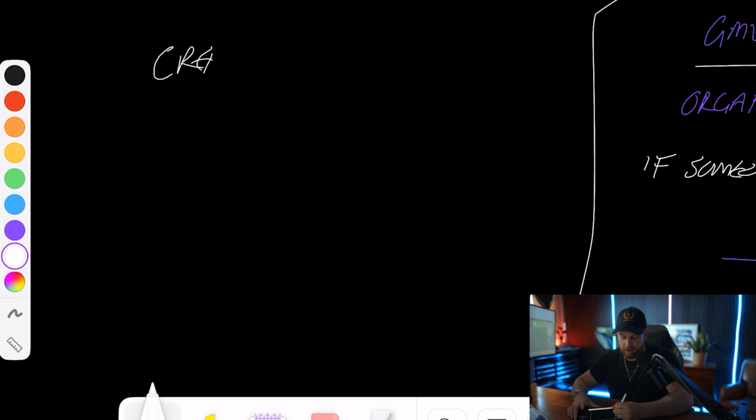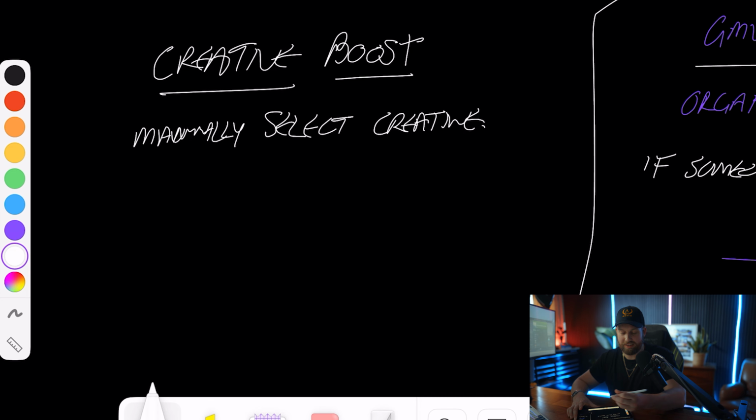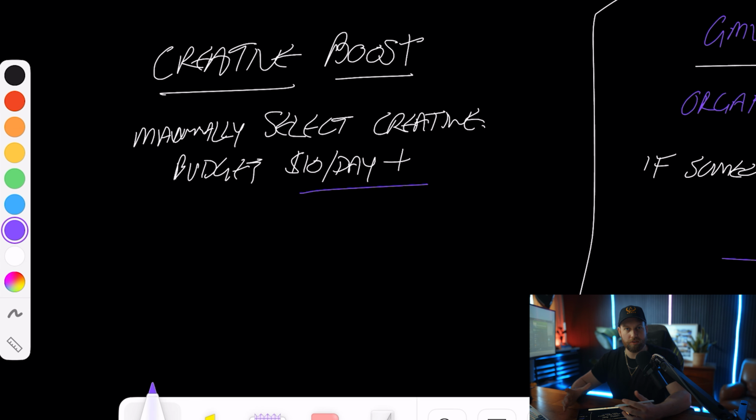I wanted to break down another strategy, which is Creative Boost. You may have seen Creative Boost inside of your GMV Max. It's a pretty cool feature because you can manually select a creative. Say you want to test a creative because you're confident it can get sales, but it's just not getting spent. Then you can manually put a budget of $10 or more on that creative. It has to be a minimum of $10 for a Creative Boost. We do this to help get creators into the learning phase to test if they're going to deliver and get sales.